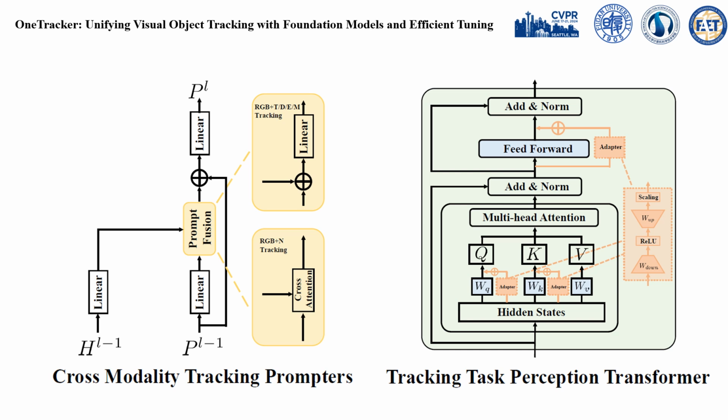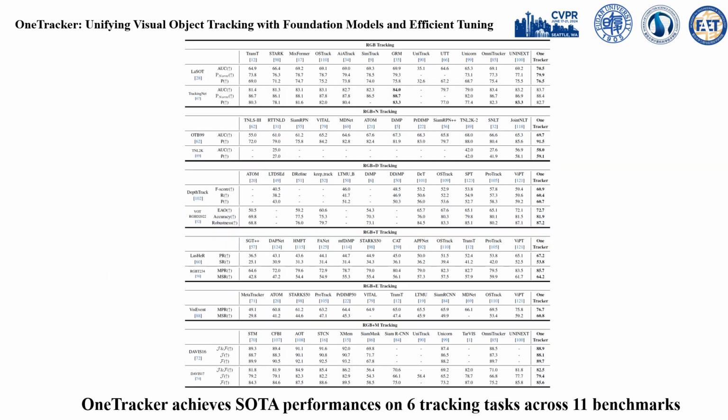By leveraging CMT prompter and TTP transformer layer, prompt tracker inherits the strong localization ability from foundation tracker and achieves competitive performance on downstream RGB plus X tracking tasks after a quick fine-tuning on a small number of parameters. Given the minimal number of additional parameters, prompt tracker maintains a similar speed to foundation tracker. The whole training process of OneTracker consists of two stages: foundation tracker pre-training and prompt tracker fine-tuning.